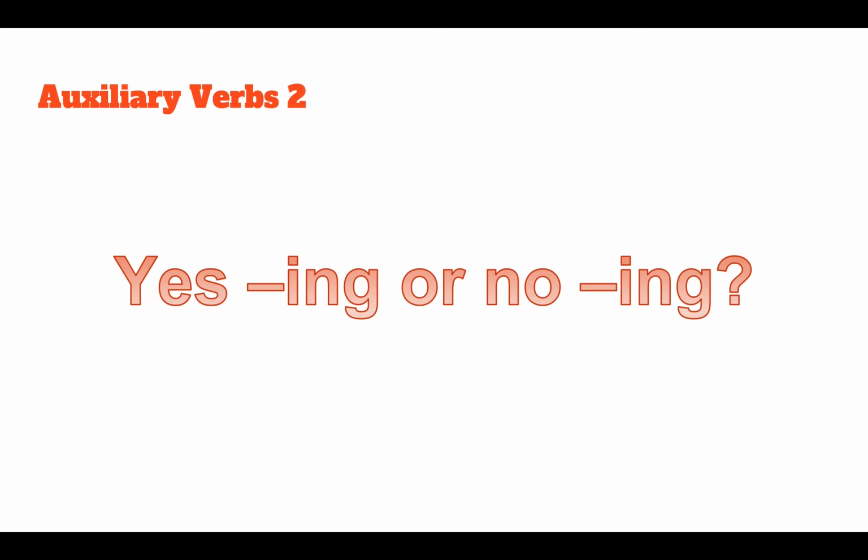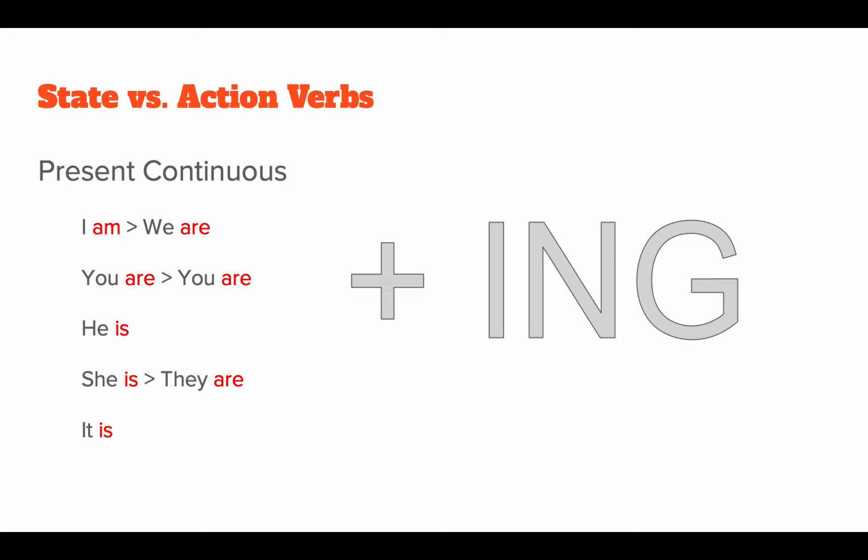So let's see. First of all, let's remember, right? The present continuous is the verb tense that we make using the auxiliary verb be, right? Like I am, we are, you are, etc. And the main verb in the ing. And it's about temporary actions, right? Or things, actions that are happening now, right?